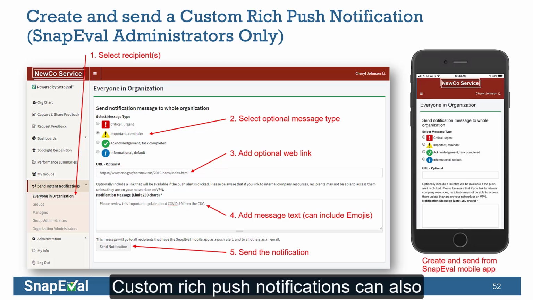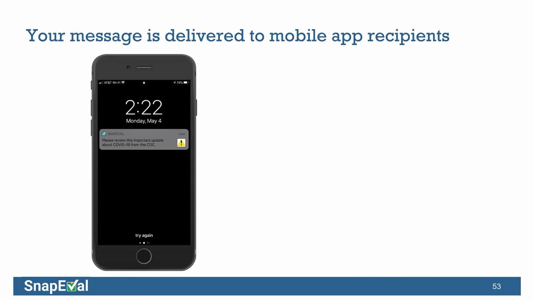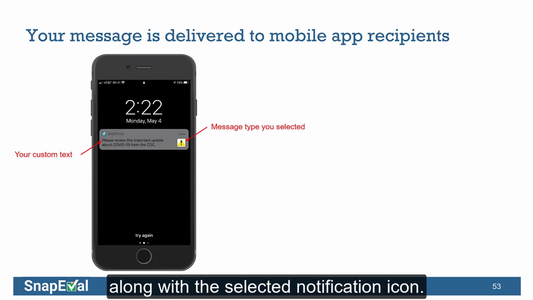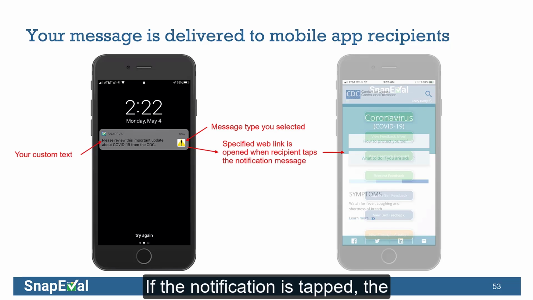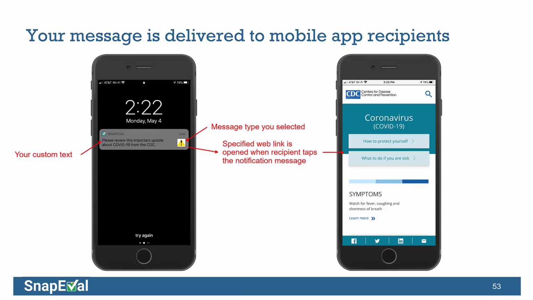Custom rich push notifications can also be created and sent from the mobile app. The custom rich push notification message is delivered to the recipient's smartphone. The custom text message is displayed along with the selected notification icon. If the notification is tapped, the specified web link is opened in the SnapEval mobile app on the smartphone.